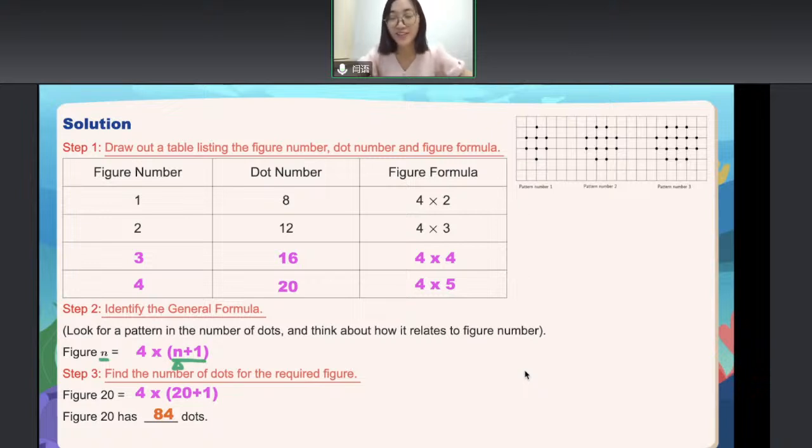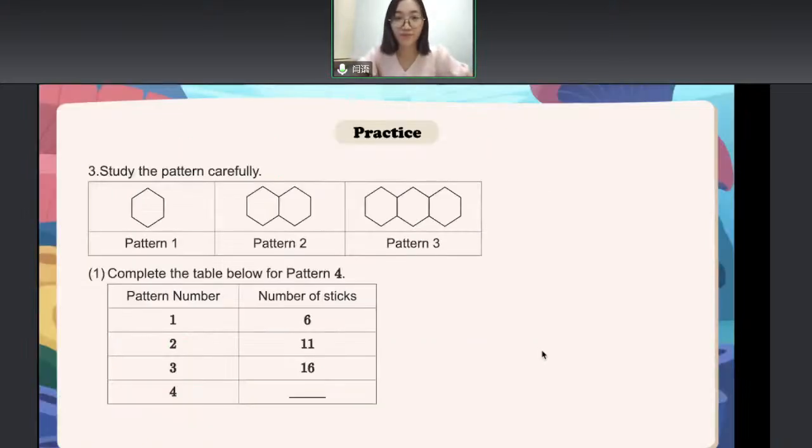Yeah, so this is the guided question. Again, there are 3 steps. The first one, observe and list out the table. Second, according to your table, you can try to identify the general formula. The last step, according to your formula, you can solve the question. Now maybe you can try the practice part by yourself.